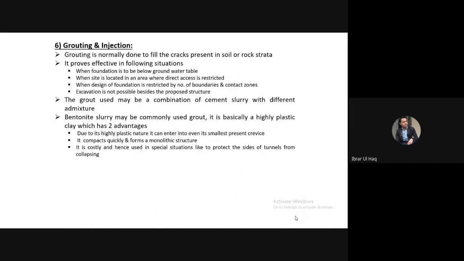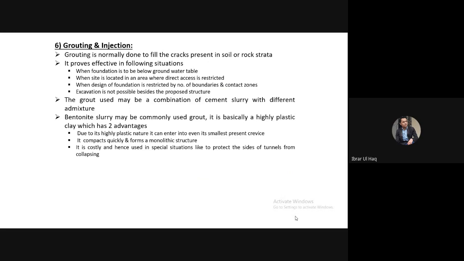We will use this method when the foundation is below the groundwater table, or when the site is located in an area where direct access is restricted, when the design foundation is restricted by a number of boundaries in the contact zone, and when excavation is not possible beside the proposed structures. So mainly we will use this method when direct access to the ground is not possible, because, as we will see in the pictures, we do this method laterally, and without affecting the particular area we can go through this method.